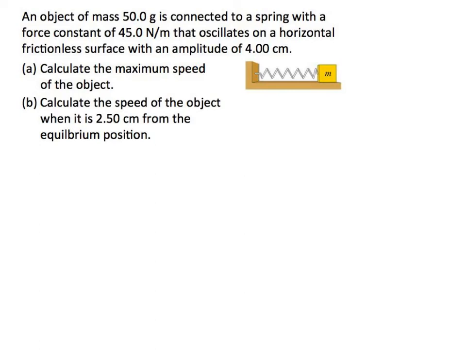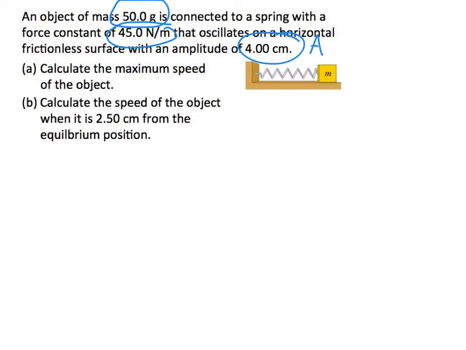All right, so here we have a mass on a spring, and it oscillates back and forth on a frictionless surface, so we don't have to worry about the work being done by that non-conservative force. The amplitude is given, so that's our value of capital A. We're given the spring constant, and we're given the mass, although we'd have to change the units. So the question is to find the maximum speed of the object.